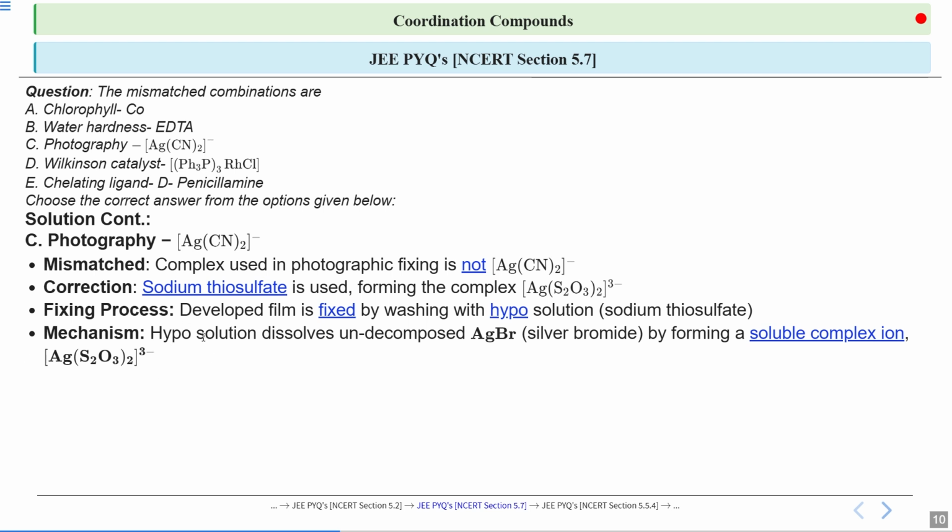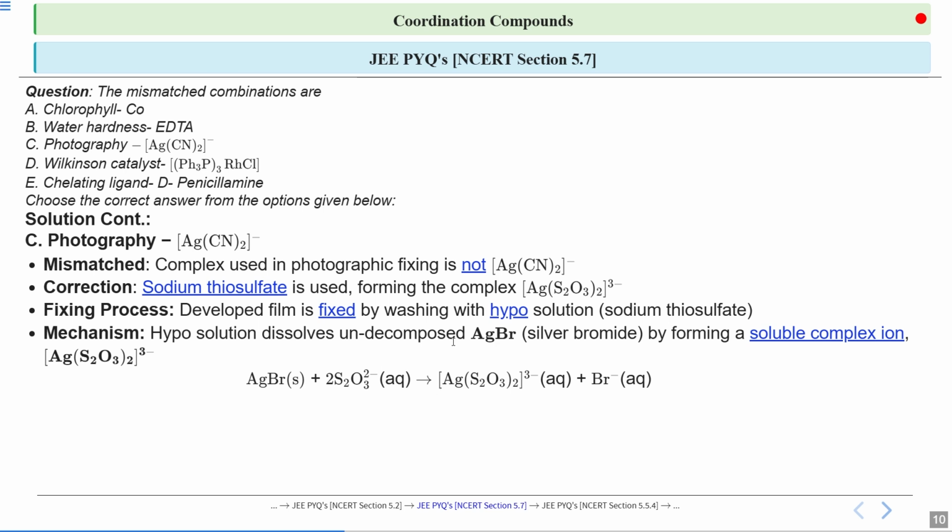So we are using this complex which forms after the reaction of hypo solution, sodium thiosulfate, and silver bromide, and we are not using the given complex anion, that is Ag(CN)2 negative, right? So that is why this is a mismatch. The reaction follows: silver bromide, which is undecomposed, is going to be dissolved into the hypo solution when you are washing the developed film.